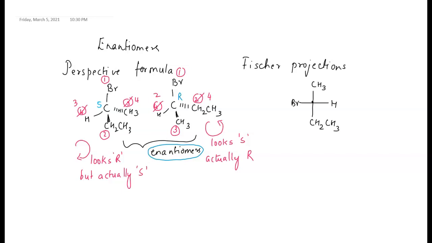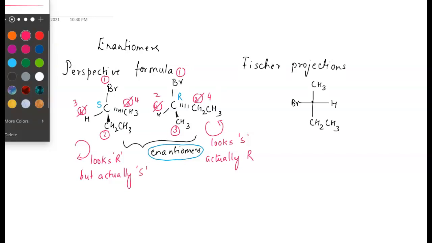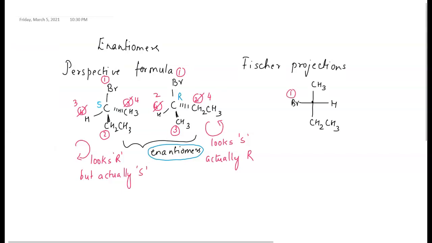So how do I assign R and S configurations in a Fisher projection? Let's look at the steps. First, you assign the priorities like we did for the perspective formula. Rank the groups that are bonded to the asymmetric carbon atom or asymmetric center. So let's put that here. We have bromine again as 1, this as 2, this as 3, and this as 4.